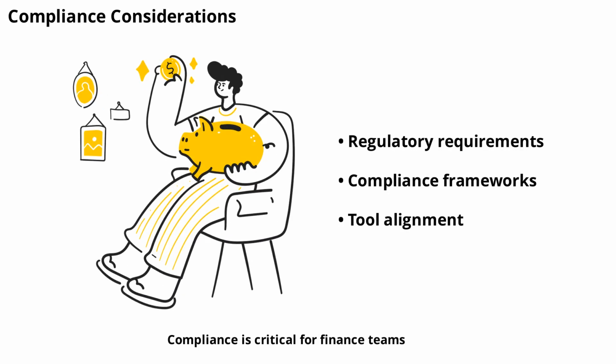Compliance is critical for finance teams, especially those subject to regulations like SOX, GDPR, or HIPAA. Power Automate's integration with Microsoft's compliance framework makes it easier to meet these requirements. Zapier, while secure, may lack some of the advanced compliance features needed by larger organizations. Finance teams should evaluate their regulatory landscape and choose a tool that aligns with their compliance obligations.